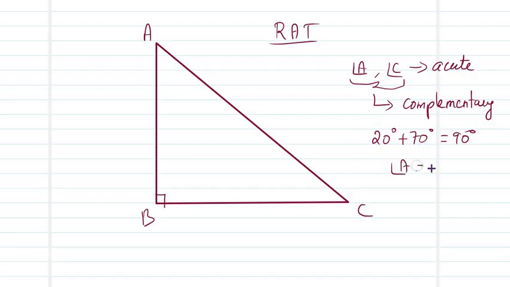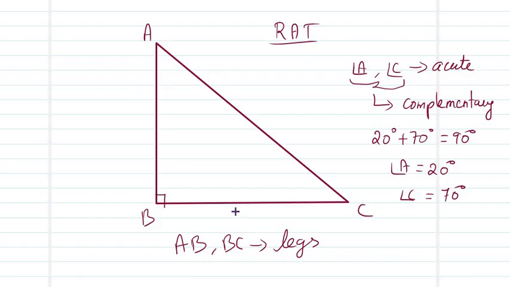Suppose angle A is equal to 20 degrees. Then angle C must be 70 degrees. They are not only acute angles but also a pair of complementary angles. So this is going to be of great use when we are solving problems in right angle triangles. What else does a right angle triangle have? As usual, like other triangles, a right angle triangle also has three sides, but there are special names given to these three sides. AB and BC are called legs. So these two sides, AB and BC, are called the legs of the right angle triangle.